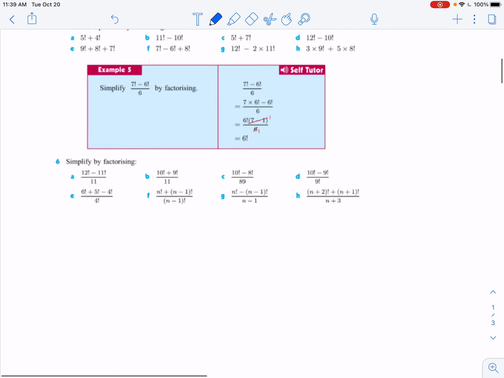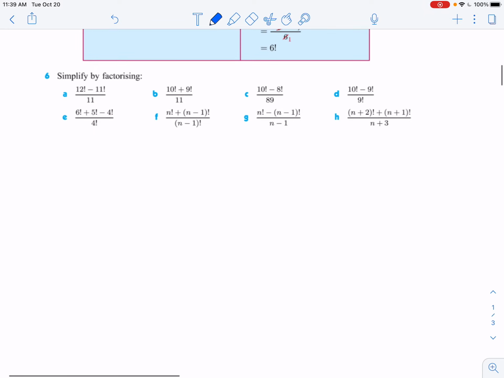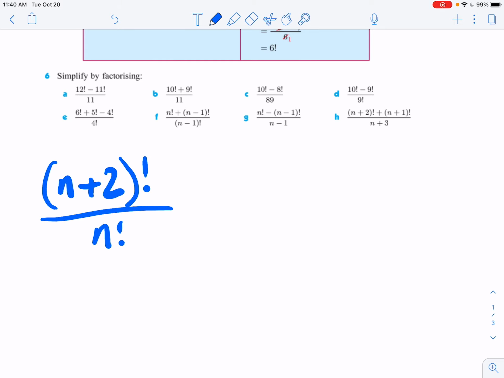Let me make up one, simplify it by factoring. Let me make up one with letters. So if we have something like, I want you to practice the ones here, but let's say I have n plus 2 factorial over n factorial.